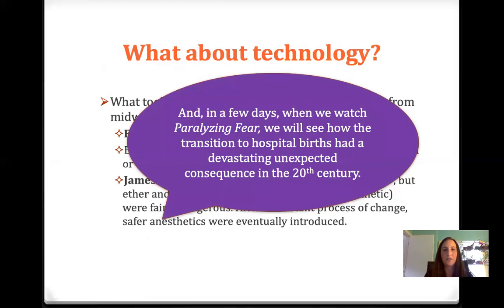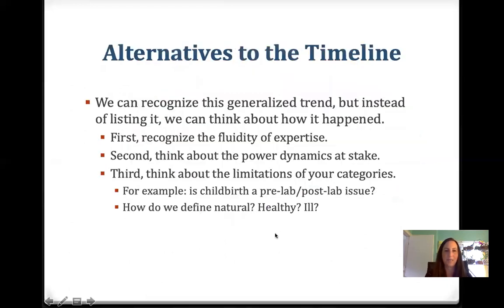In a few days, when we watch Paralyzing Fear, we're going to see how the transition to hospital births had a devastating, unexpected consequence in the 20th century. But we're not getting to that until next week.